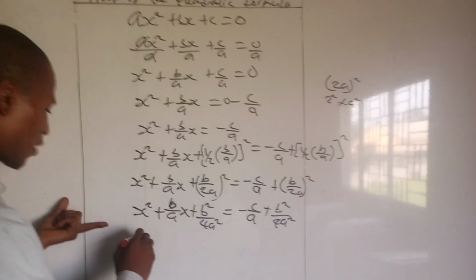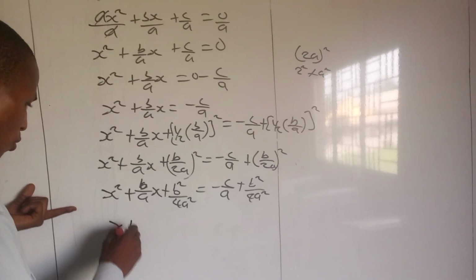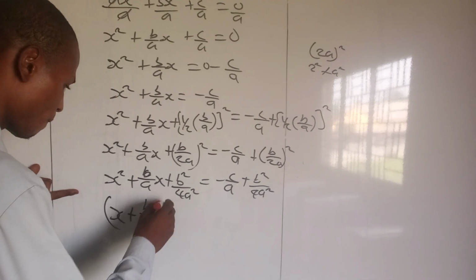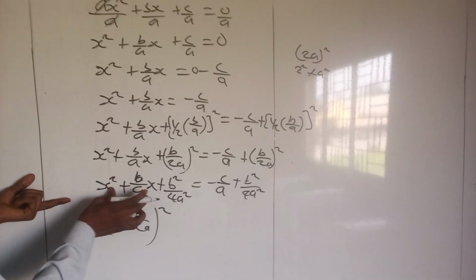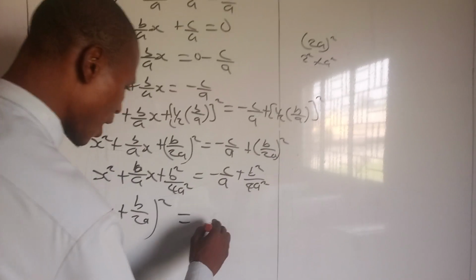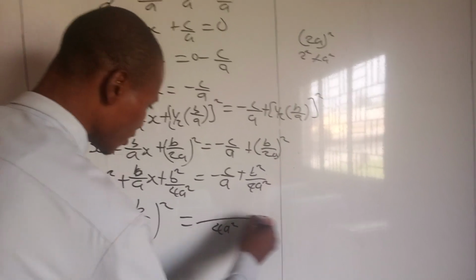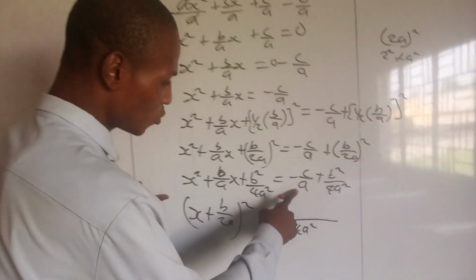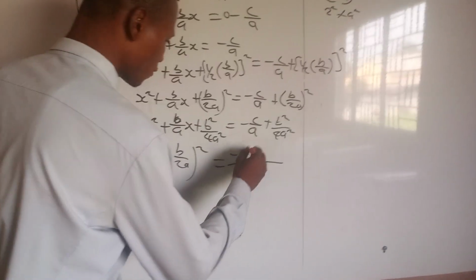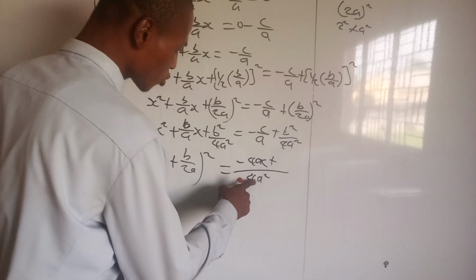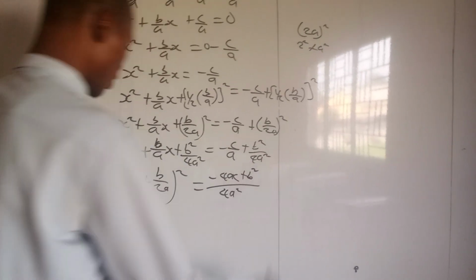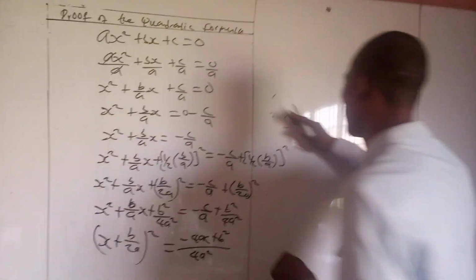If you look at your left hand side, this is a perfect square. So this is factorized as x plus b over 2a, all squared. On the right, we get the LCM of a and 4a squared, which is 4a squared. 4a squared divided by a leaves 4a, and 4a times minus c is minus 4ac. Plus 4a squared divided by 4a squared is 1, and 1 times b squared is b squared.